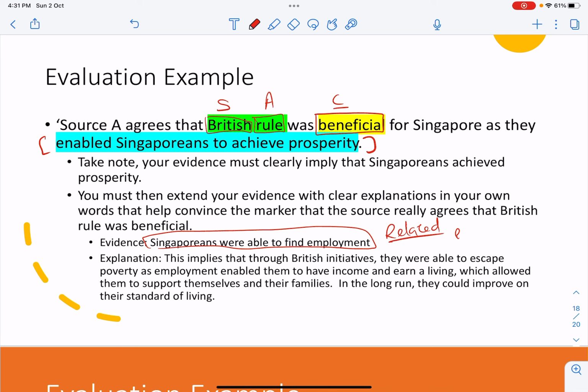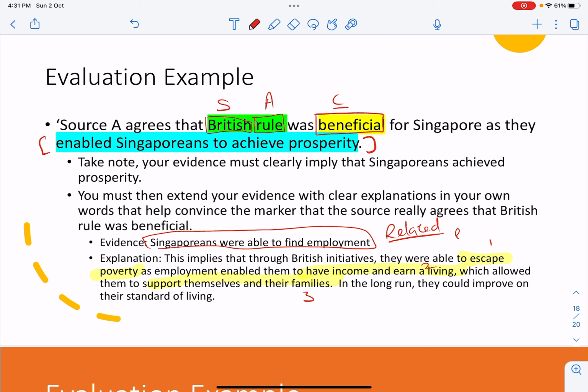Prosperity is achieved from employment, but how exactly so? So then I will need to brainstorm as many ways as possible that I can extend this evidence to help prove the point that British rule in Singapore was beneficial, as it enabled Singaporeans to achieve prosperity. So what does employment actually mean? Employment means they're able to escape poverty, right? So one explanation point: able to escape poverty. Employment means having income, earning a living. Two explanation points, which allow them to support themselves and their family. Three explanation points. So I'm very thorough.